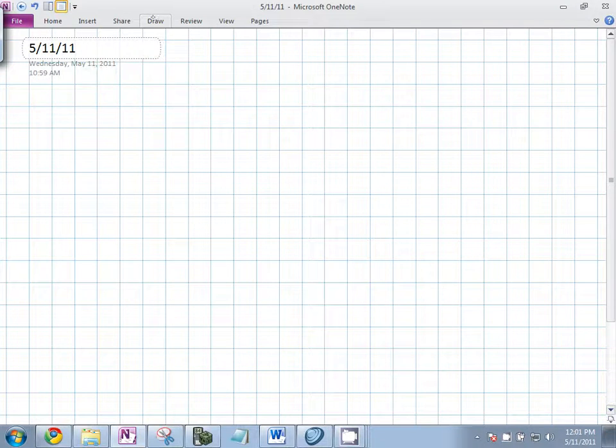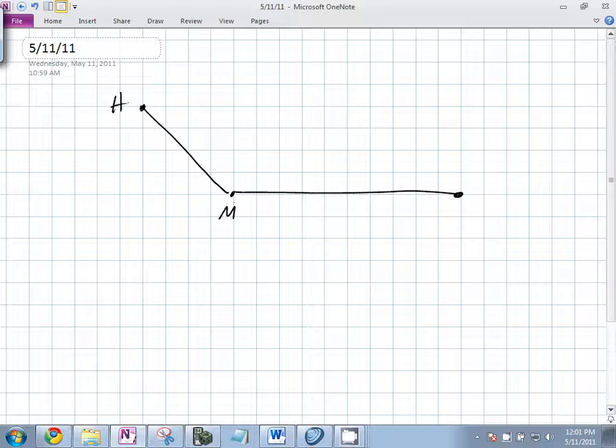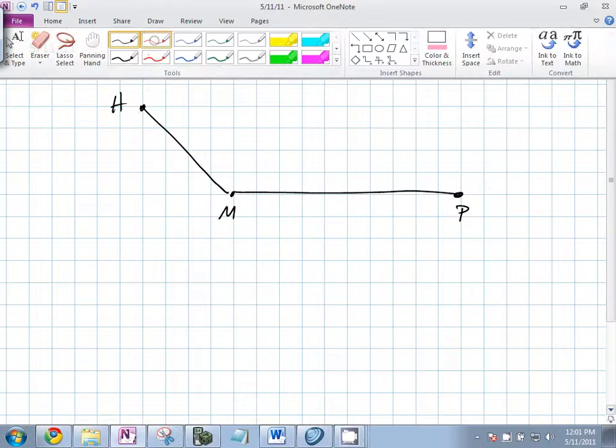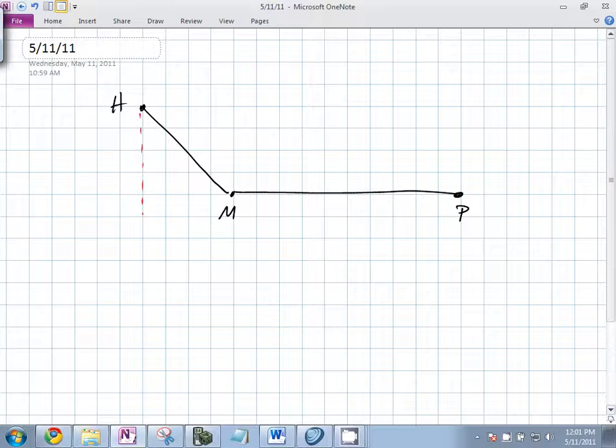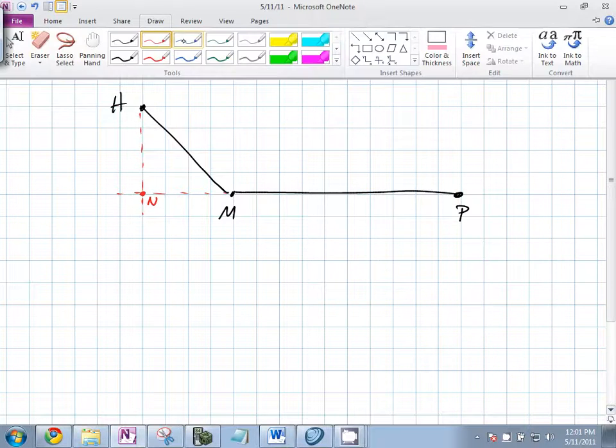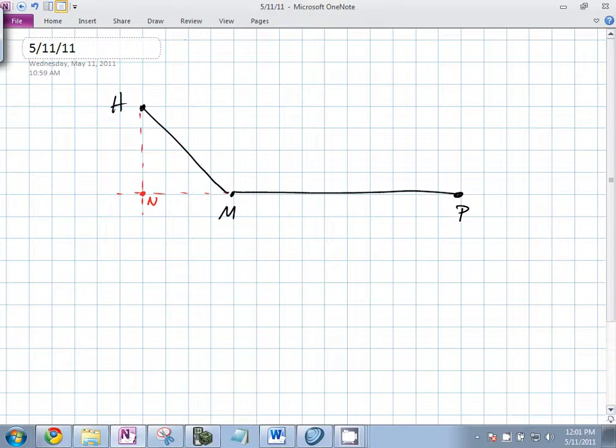We have a path, something like this. Call it M, H, and P. What do they tell you? Which path? Isn't it from N to P? Yep, that's correct. I had to put N in there so you could say that. N to P is 1,500 feet. That's correct. What else did I tell you?